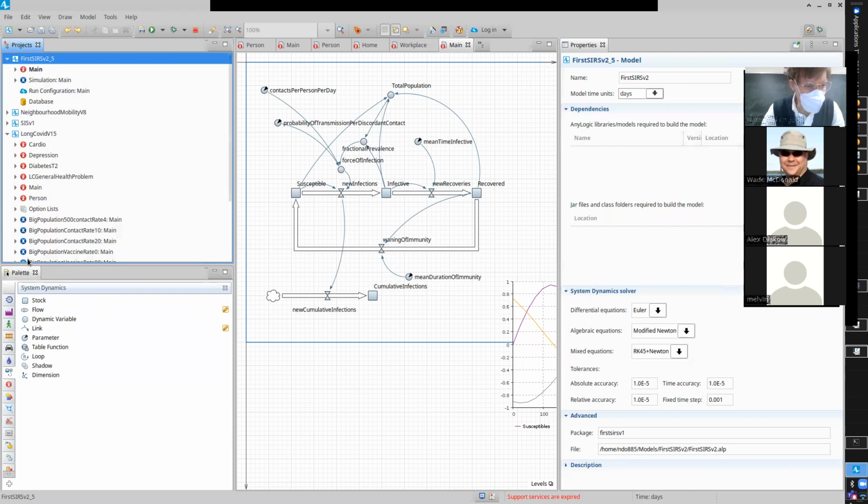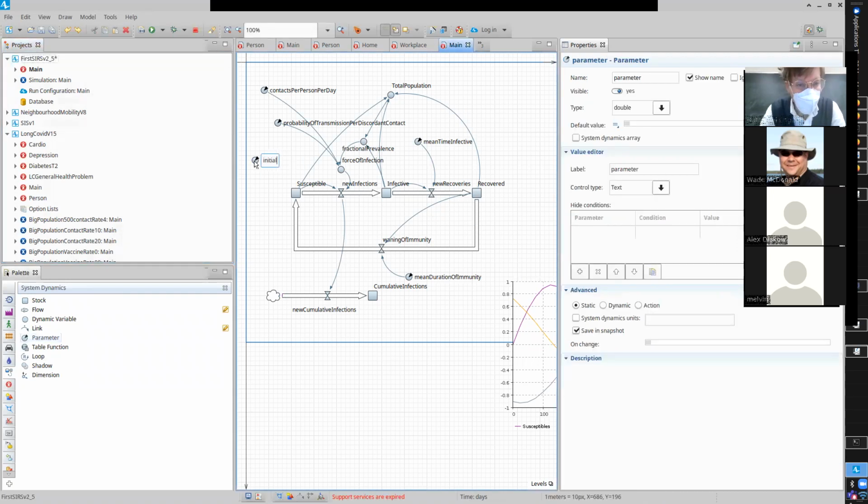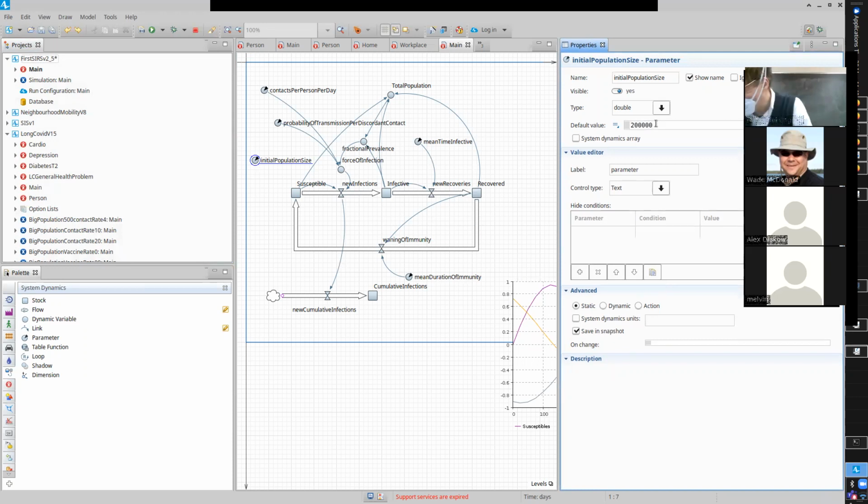So first thing we're going to do is to add in a parameter that's going to be called initial population size. And this isn't perfect, but I just want to make it easy to change this in scenarios. So we're going to put in a population here of 200,000. Okay, great.